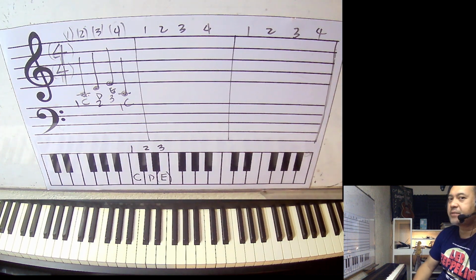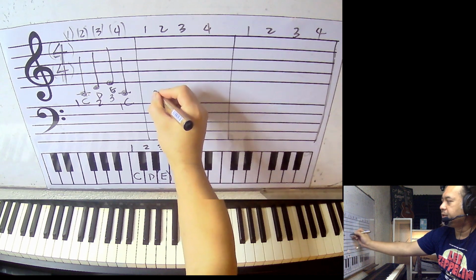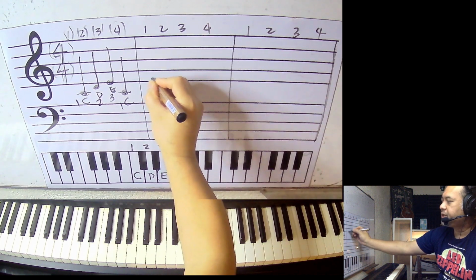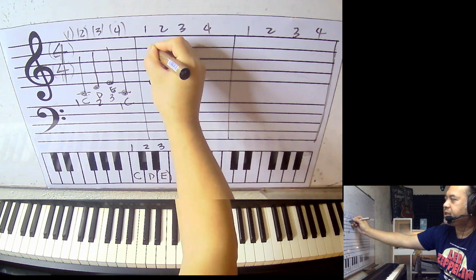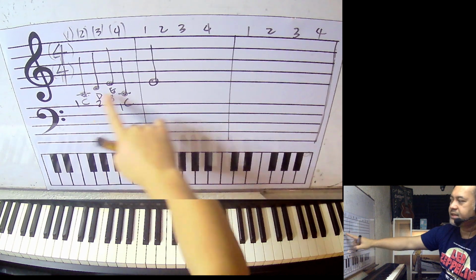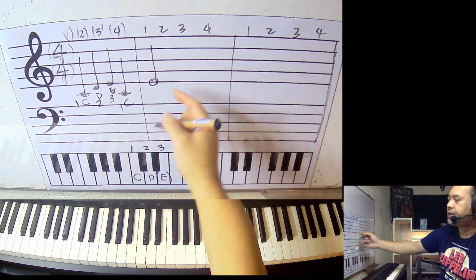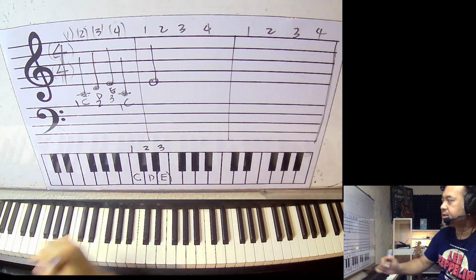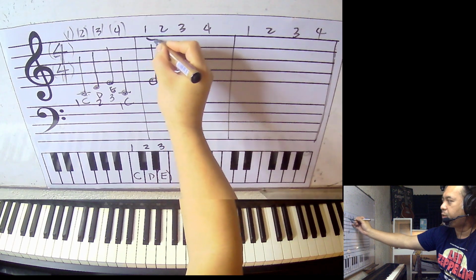Now let's use the second measure to demonstrate different note values. Let's use a half note here on E. Again, we'll just keep it simple. Basic notes, C, D, E. A half note lasts 2 counts. So it feels like it's going to occupy 1 and 2.